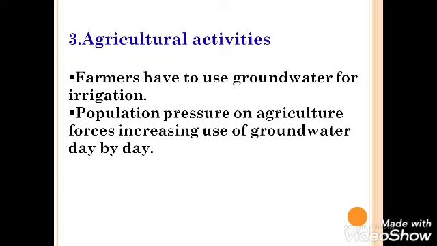Third one, agricultural activities. A majority of farmers in India depend upon rains for irrigating their crops, right? Irrigation systems such as canals are there only in a few places. Even these systems may suffer from lack of water due to erratic rainfall. Therefore, farmers have to use groundwater for irrigation. So, this population pressure on agriculture forces increasing use of groundwater day by day. This results in depletion of the water table.